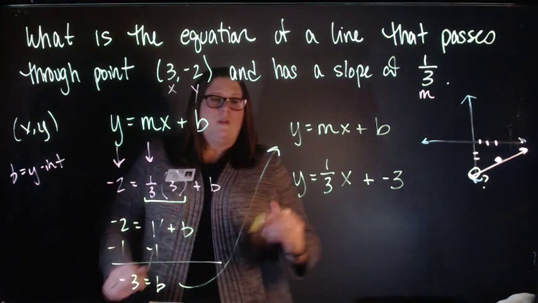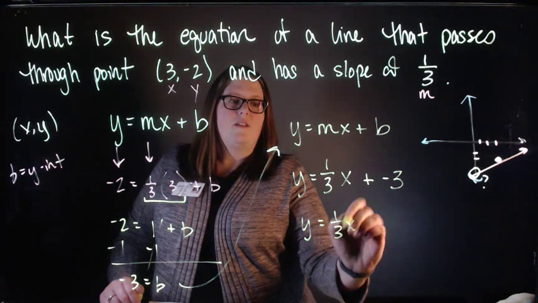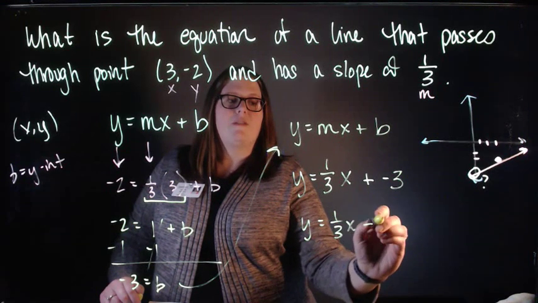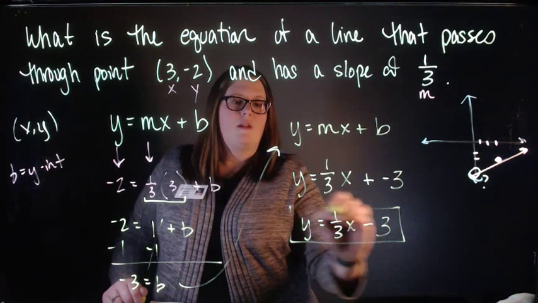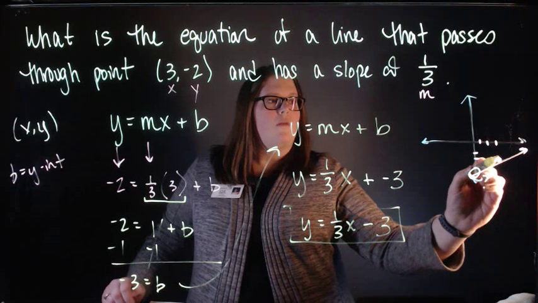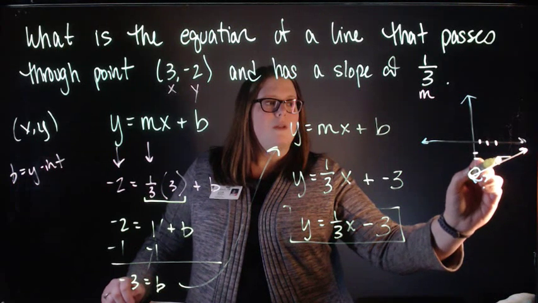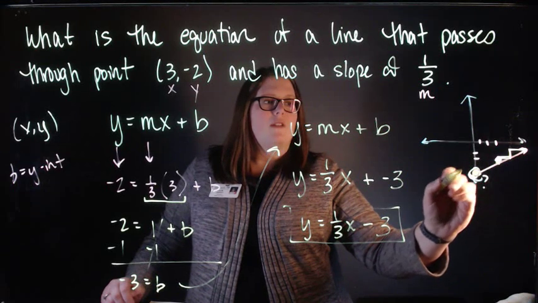So we could clean this up a little more. This plus a negative is really the same as, adding a negative is really the same as subtracting that. So we have y equals 1/3 x minus 3. So again, our slope is 1/3, so for every 1 up, I'm going 3 over. 1 up, 3 over. And my y-intercept here is negative 3.